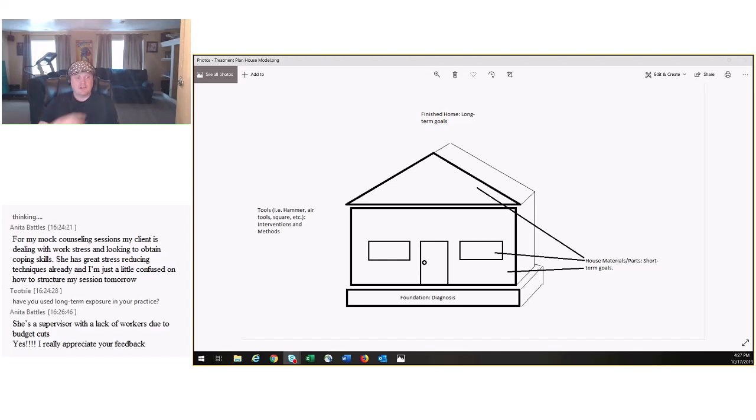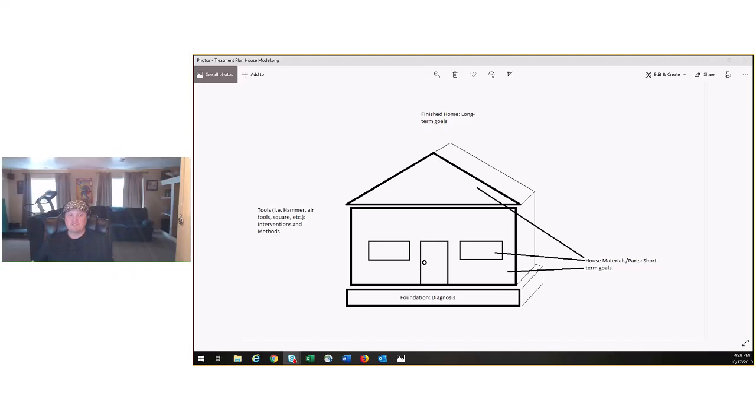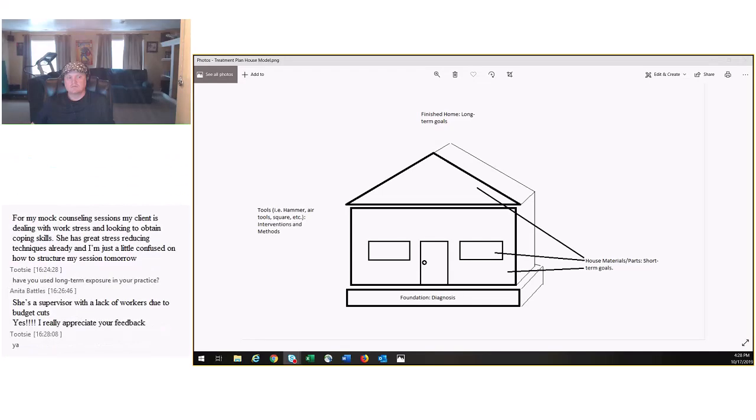And then the other one, have you used long-term exposure in your practice? So are you talking about systematic desensitization, long-term exposure, for somebody who's been through trauma or has phobias or things like that? I just want to make sure I understand. Yeah, cool. Yeah, I have. It depends on the situation. I wouldn't use it with everybody.